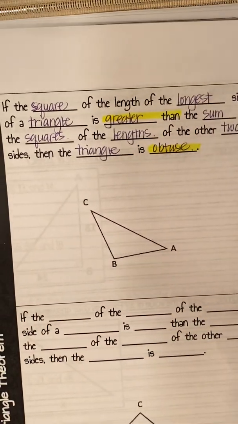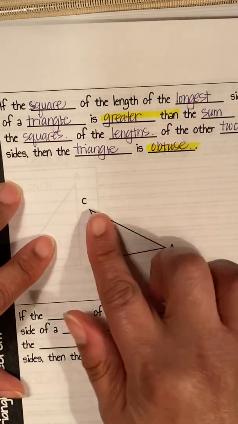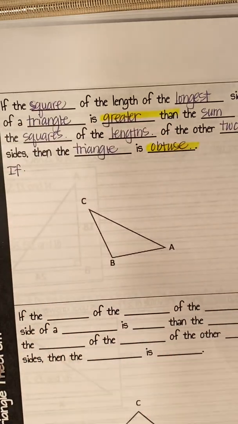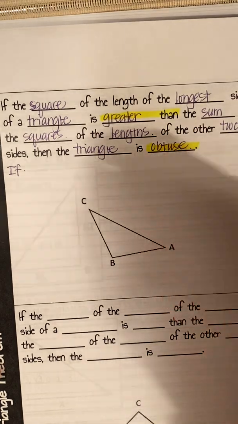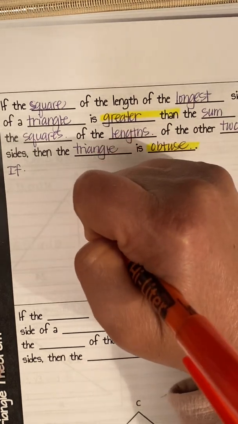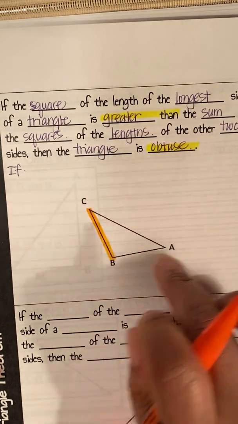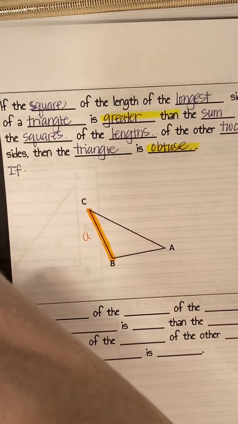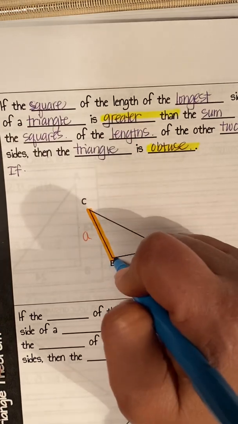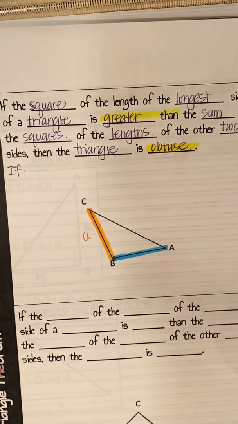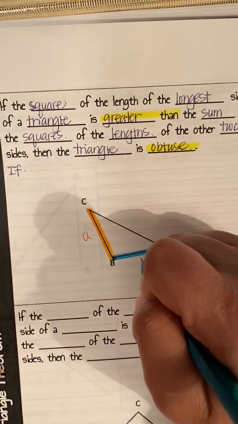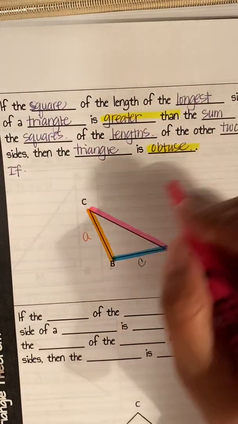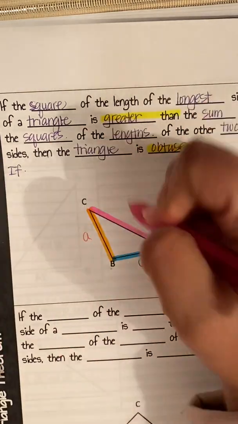All right? So we have our triangle ABC. From C to B, I'm going to use orange. Since this side is directly across from A, I'm going to call this side A. For BA, I'm going to do that in blue, and since C is directly across from that, I'm going to call this side C. And C to A, I'll use pink, and since B is directly across from that, I'm going to call this B.